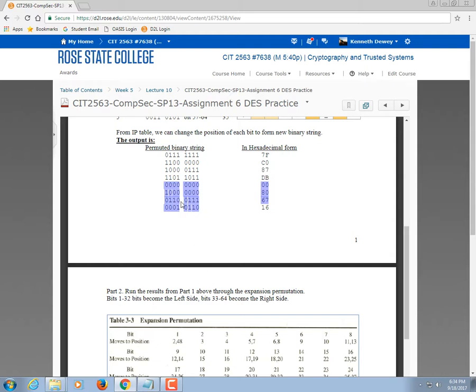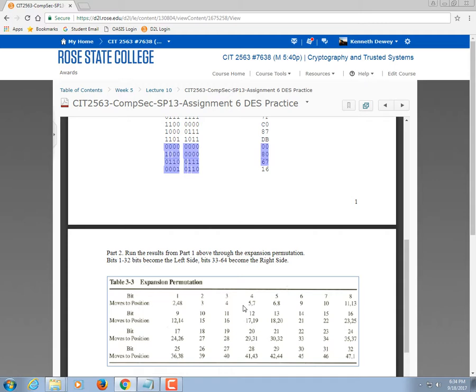So what you're going to do is expand these bottom 32 bits. Now it says it right there. Bits 1 through 32 become the left, bits 33 through 64 become the right. We're only working with the right for the expansion permutation. Now on your quiz, that's the way you do it. But then I also put on there, now if you do it incorrectly, do that one as well. I wanted you to do both ways just so you get a habit of doing it.